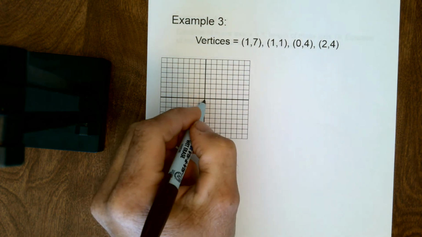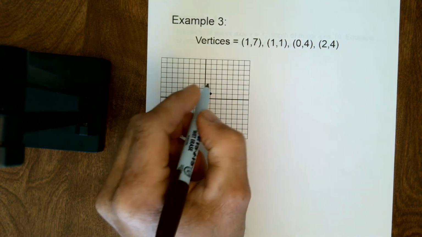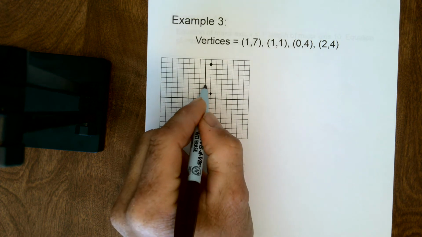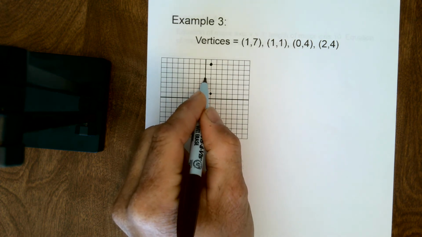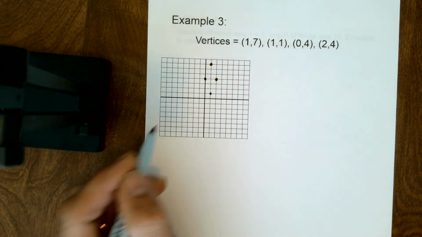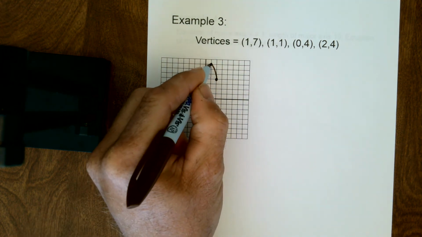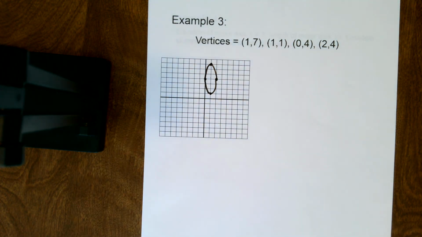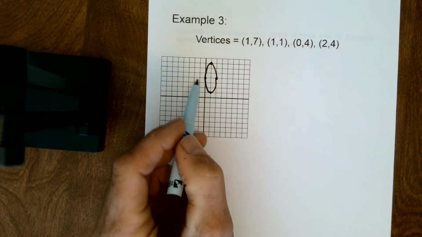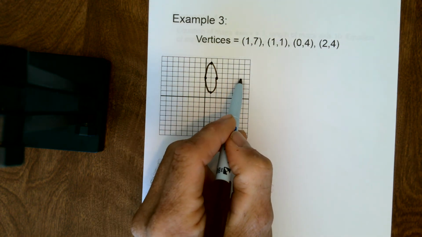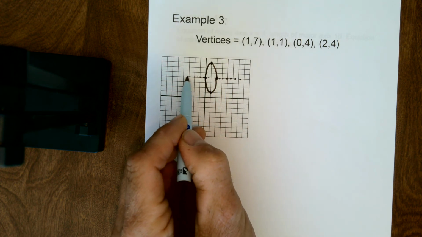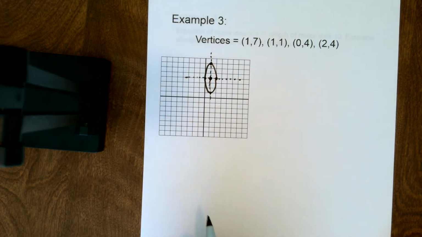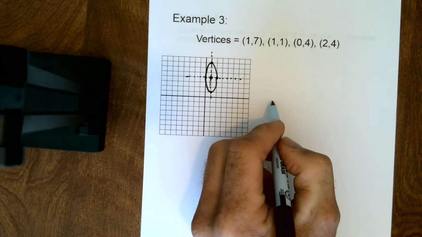So again, I would go ahead and graph what we know. We have the point 1, 1 there. We have the point 1, 7. We have the point 0, 4. And we have the point 2, 4. So there's my ellipse. Again, this is a vertical major axis. I guess I like the verticals today, huh? So what does that allow us to do? Well, if we were to draw in a line through the vertices, we're going to see that they're going to intersect at this point. And that point is going to be our center.